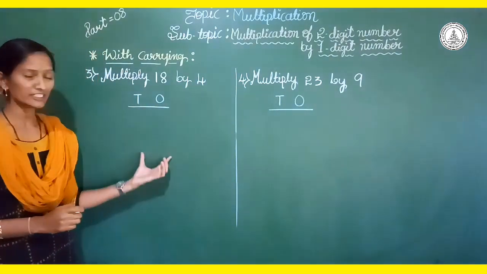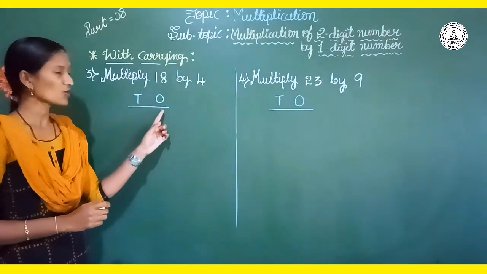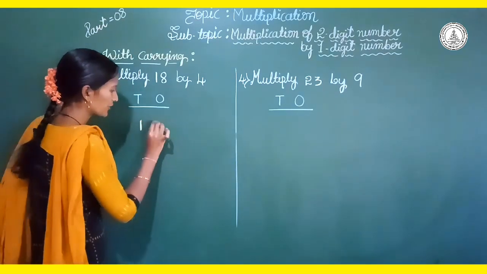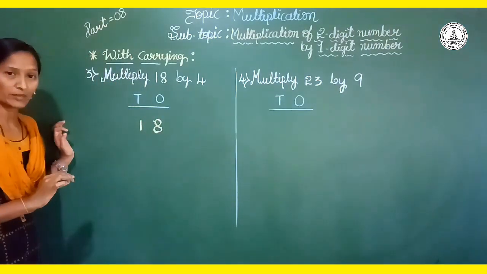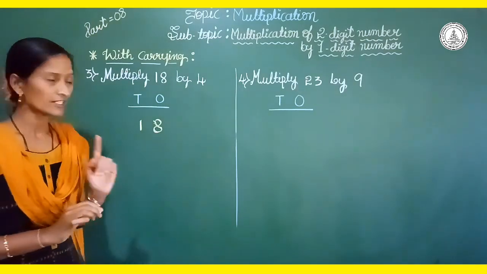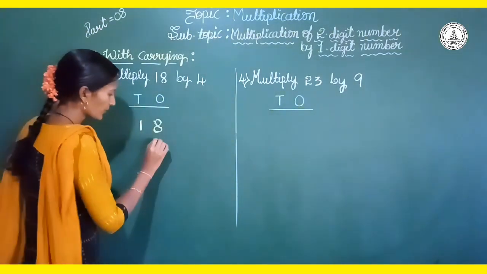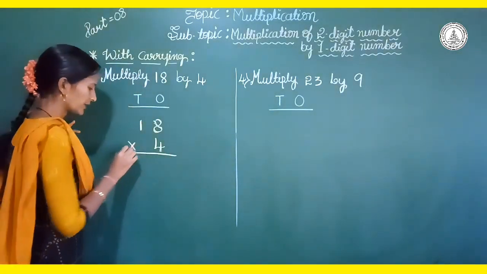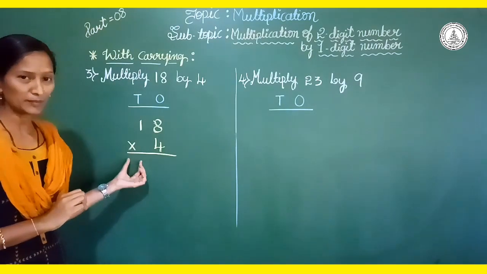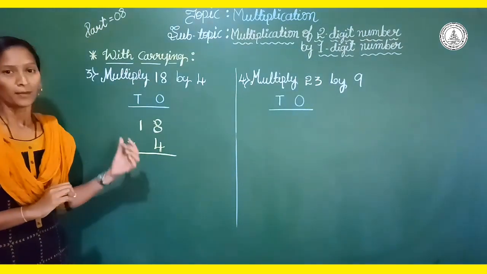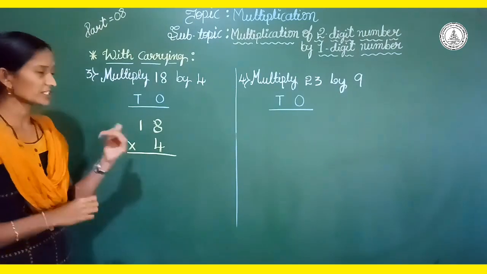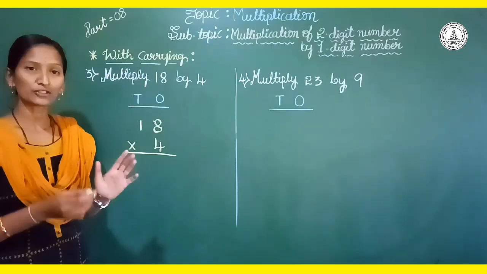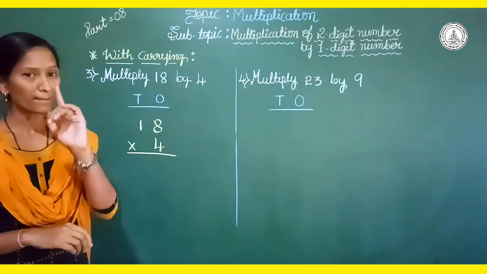So first you have to arrange these numbers under the columns of tens and ones. So here I am writing 18 at first, right? Because it is a multiplicand, right? The next I am writing this 4 in the column of ones. Next you have to put the symbol of multiplication in front of the multiplier, right? So what is our next step? So 4 into 8. Here you have to multiply the ones with the multiplier.